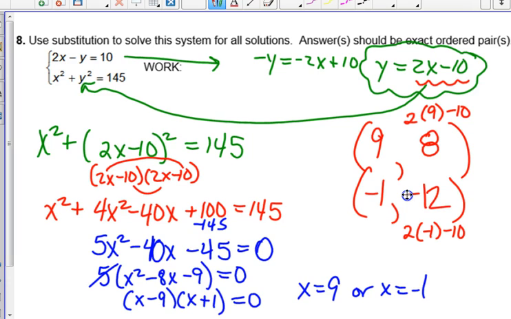Okay, if I square those and add them together, do I get 145? Well, 12 squared is 144. Negative 1 squared is 1. That one works, right? The other one is 9 squared plus 8 squared would be 81 and 64. 145. We're good.